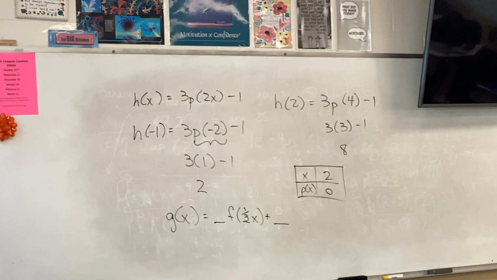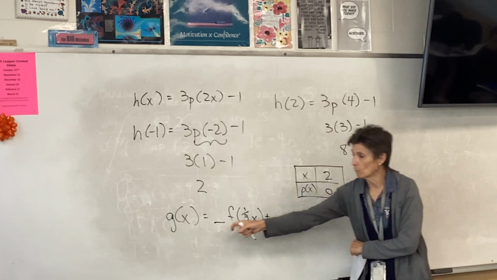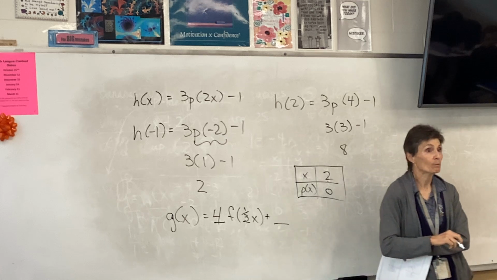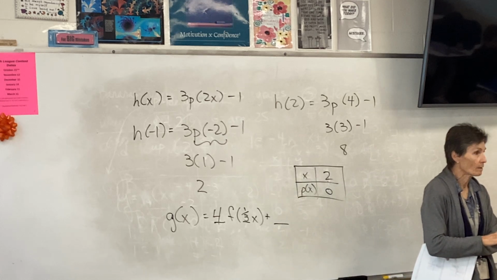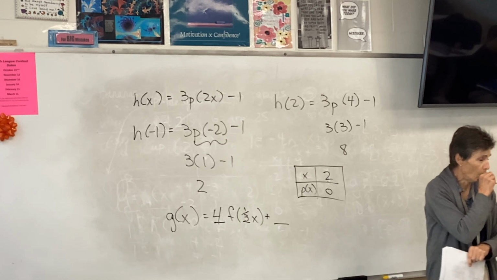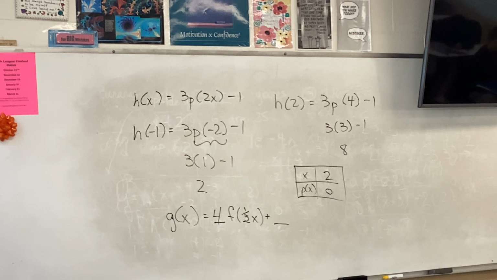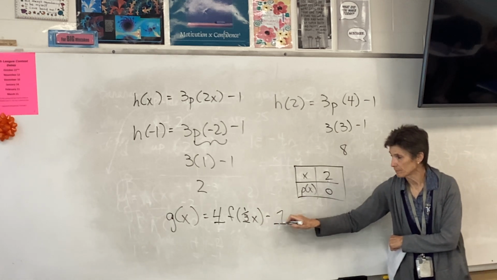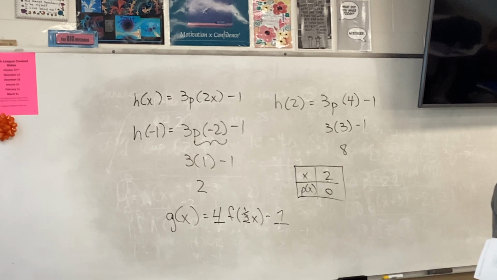A vertical dilation by a factor of 4. Where does that go? Spot 1 or spot 3? 1. And since it's outside the parentheses, if it's a factor of 4, it's 4. And a vertical translation by -7. That means you're simply picking your picture up and moving it down 7. So that goes right here. And this will be a -7. There's your equation.